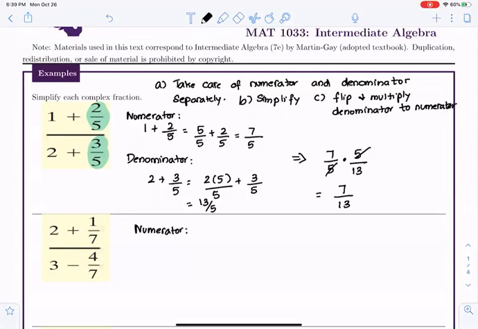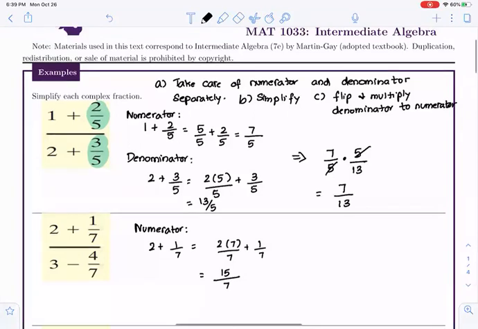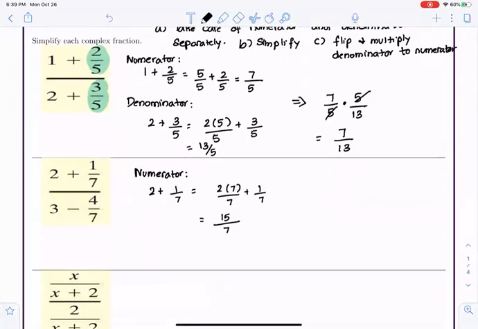The numerator, we have 2 plus 1 over 7. I need the common denominator of 7, so I'm going to multiply the 2 by 7 and divide by 7. So 2 times 7 over 7 plus 1 over 7. I have a common denominator, which is 7. 2 times 7 is 14. 14 plus 1 is 15. So we have 15 over 7.